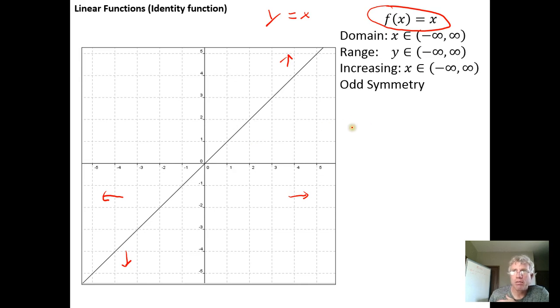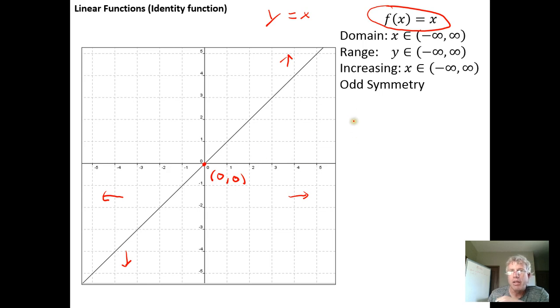We're going to be transforming toolbox functions, and what we're going to need to do is keep track of important points on the graph. Important points on the graph are, for example, intercepts, x and y intercepts. Here we see that we have an intercept at the origin, 0, 0. So that's going to be an important point on the graph.